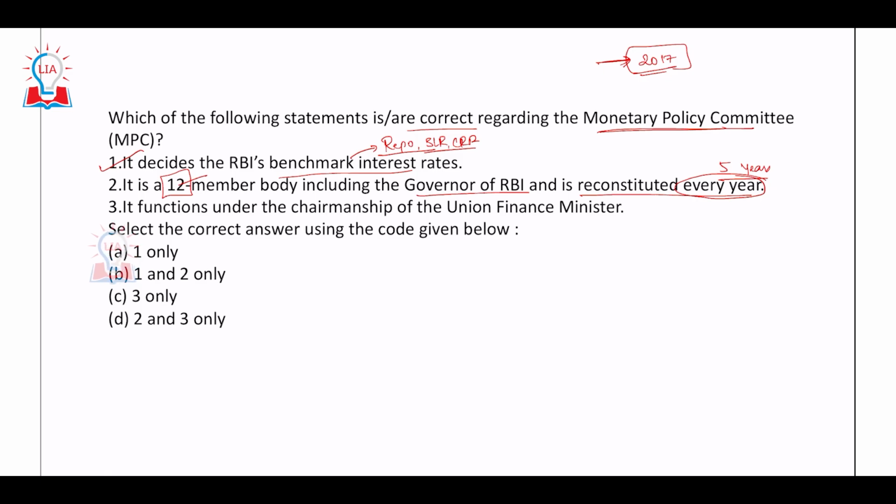Rather, it is 4 years once. It functions under the chairmanship of Union Finance Minister. No, absolutely no. It functions under the chairmanship of RBI governor, and this person is the ex officio chairman. So statement 3 is wrong, statement 2 is wrong. Answer is A, 1 only. Okay, next.